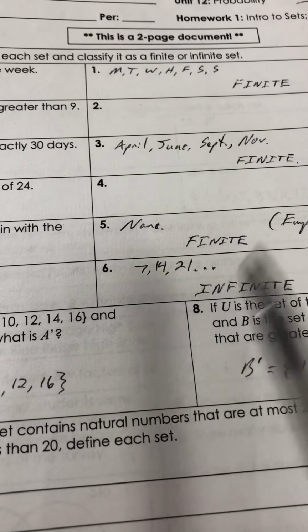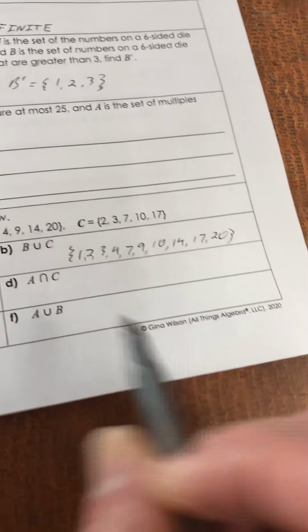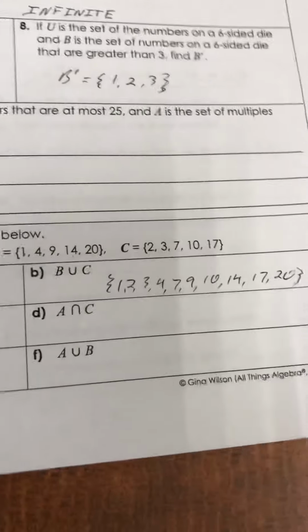Number 10, I do go through every other one of these. So the intersection of A and B would be those that are shared in both A and B, and that would just be 4, 14, and 20. When you do the union of B and C, we might as well do this one together. 1, 2, 3, 4, 7, 9, 10, 14, 17, and 20. See how that works? The union of the two. Put the two together. So that's both of them together, not only what they share.